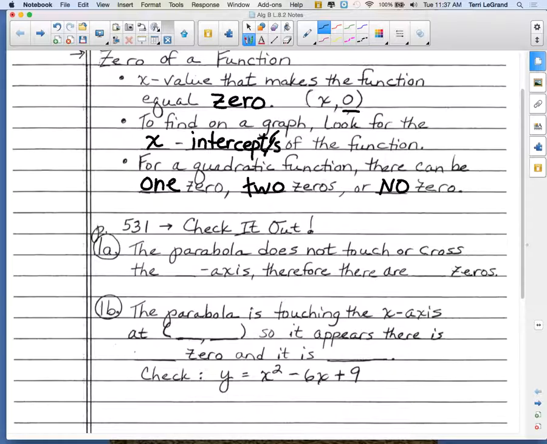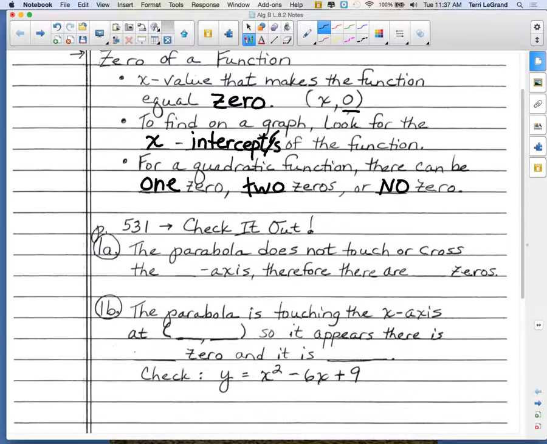How about graph C? Are there 1 zero? 2 zeros? None, no zeros. Why? Because it's not crossing the x-axis. It's never touching the x-axis. There's no x value that when you put it in, even though the domain is all real numbers, no matter what x value you choose from the number line, you will never get a y value of 0, because that parabola never gets down that low. It never gets to the x-axis. So we would say this one has no zeros.